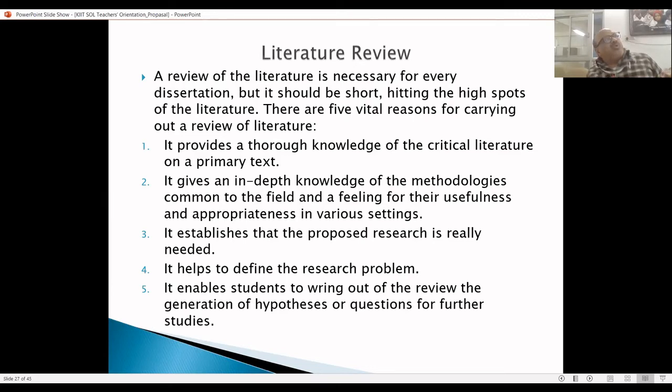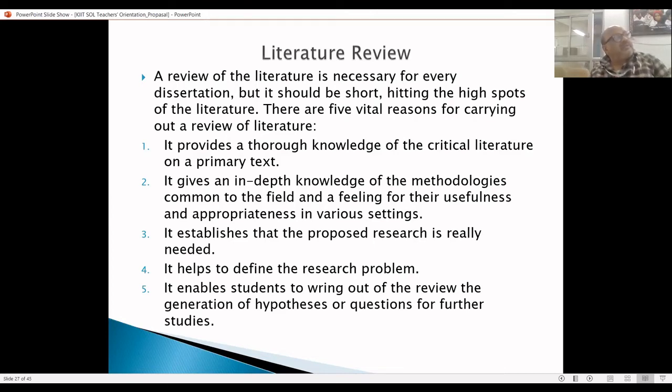It provides a thorough knowledge of the critical literature on a primary text. It gives an in-depth knowledge of the methodologies common to the field and a feeling for their usefulness and appropriateness in various settings. One work has been interpreted or analyzed from so many theoretical perspectives, right? So when you do carry out literature review, you also come to know, okay, these are the critical approaches to it.